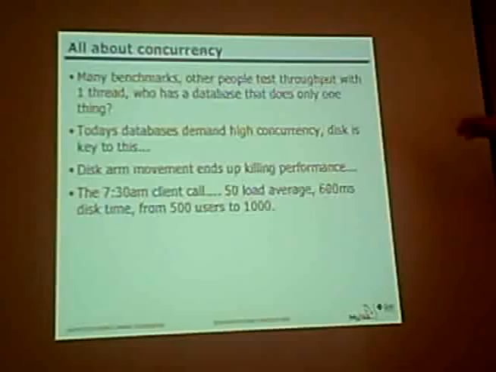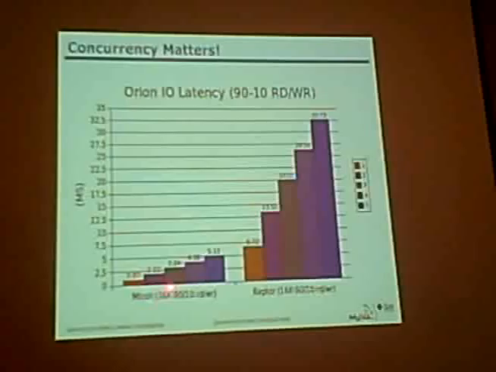It's all about concurrency as well. On the IOPS side, you might see some benchmarks where people use one thread and say, oh, we've got this great number of I/O operations through this one thread. But really you have to look at high concurrency, and faster disk is the key for that, or solid state, or having everything in memory. And it's really disk arm movements that end up killing performance.